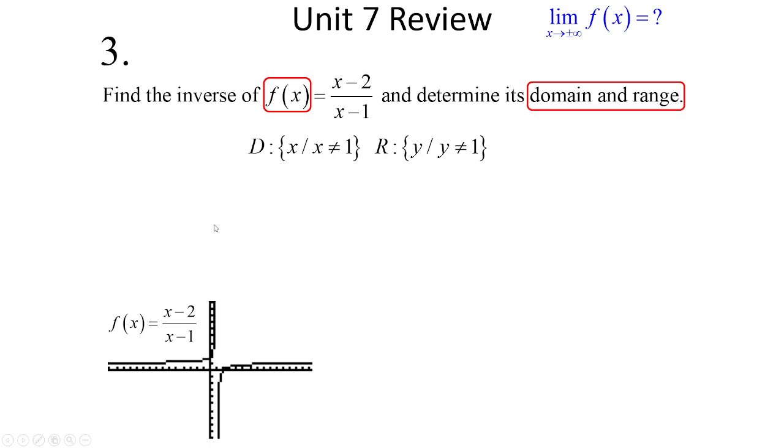Exactly. Do you see the vertical? x equals 1, vertical asymptote. y equals 1, horizontal asymptote. Very cool. All right.